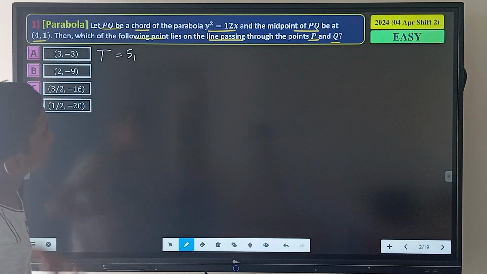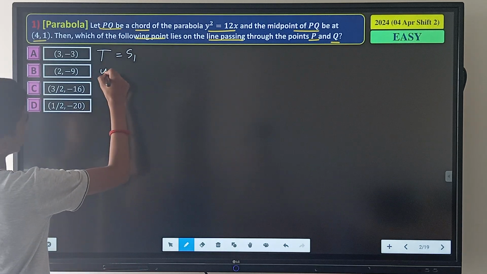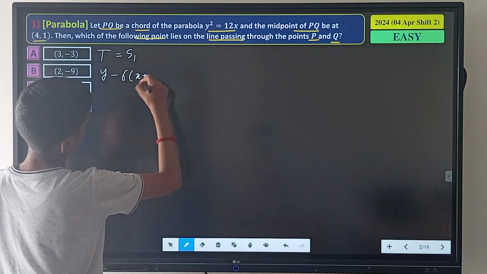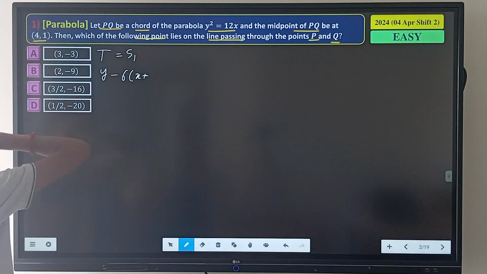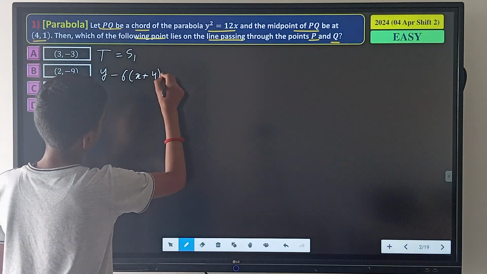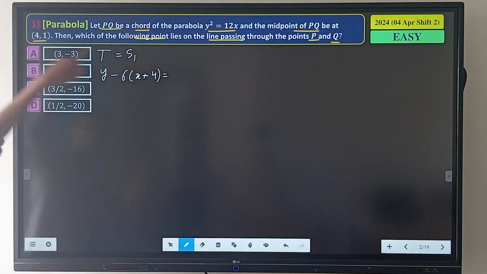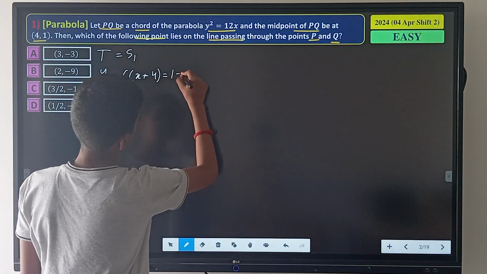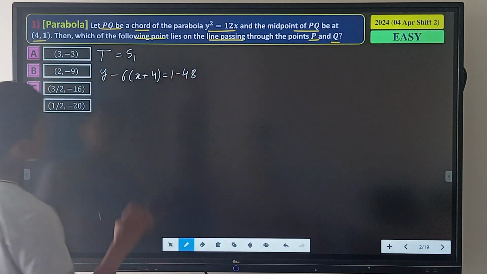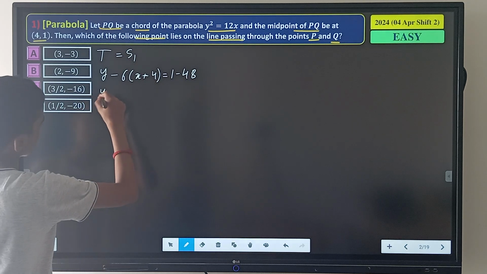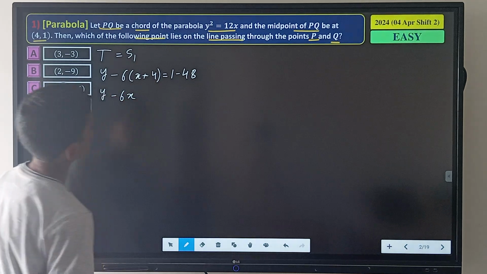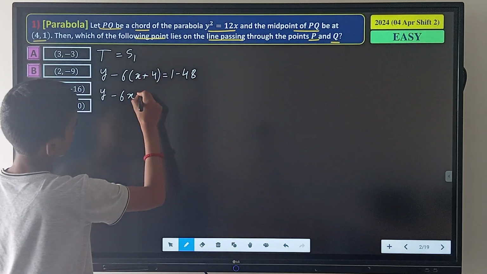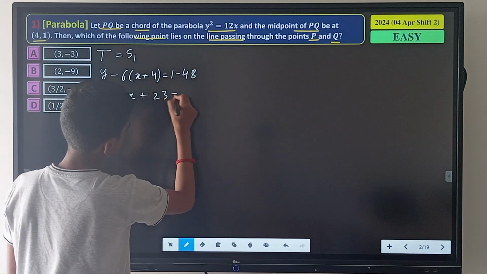We will get y minus 6x plus x1. In this case, we have x1 as 4. 4 is equal to, we will put this point in this equation. We will get 1 minus 48. So from here I will get y minus 6x minus 24 plus 47, which is plus 23, is equal to 0.